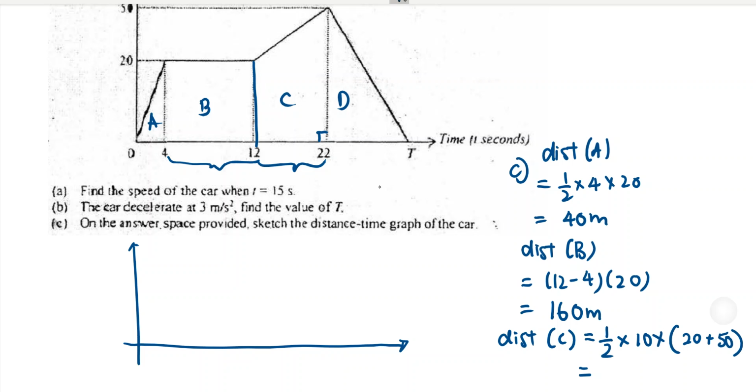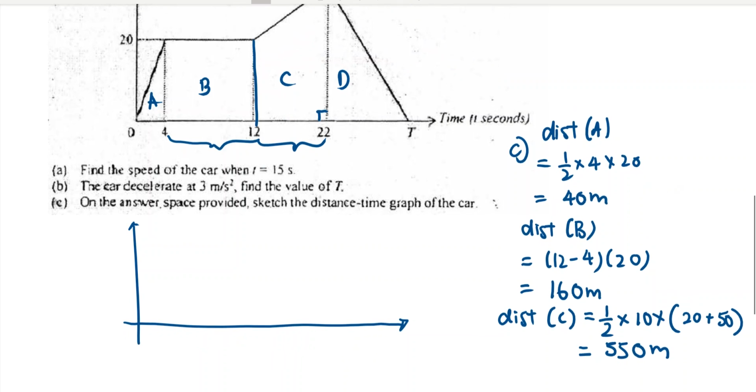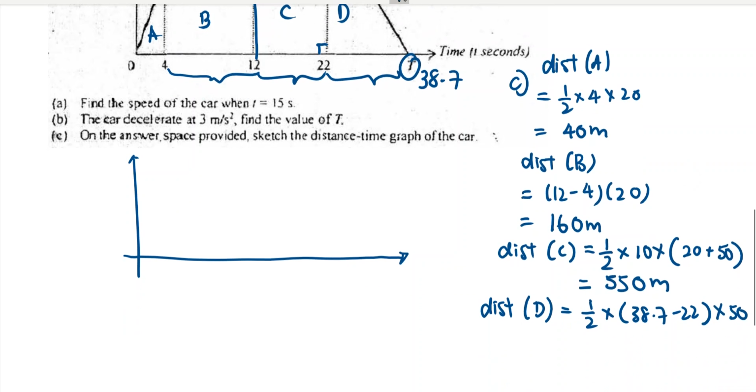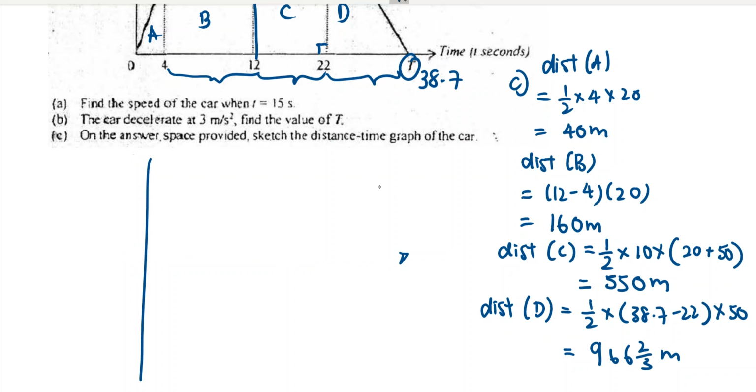Okay, and then you will have 550 meters. And of course you need the distance for D, which is half times, now in this case T is already 38.7, times 38.7 minus 22, because we need to find out the length of here. All right, and the height is 50, and it would actually give you equals to 9 0.662 meters. Now since we have some space here, I will draw this distance time graph to be bigger.